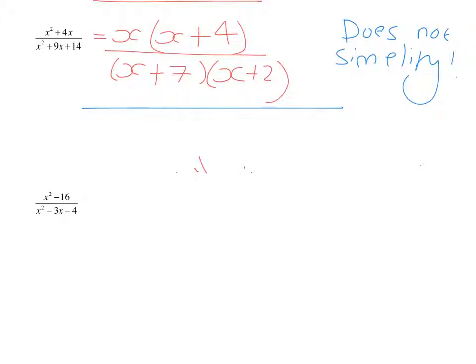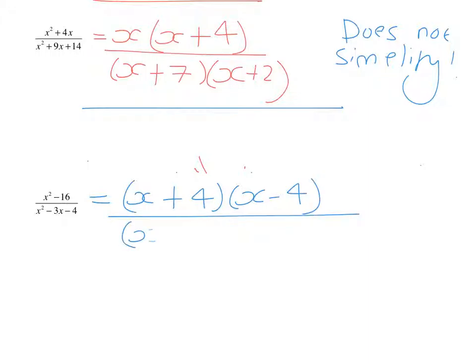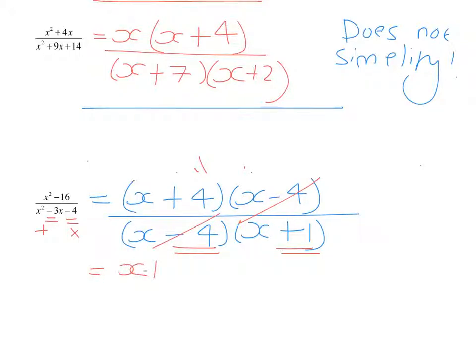This next example involves a difference of two squares in the numerator, so we can factorise this as x plus 4, x minus 4, and in the denominator we have x minus 4, x plus 1. These two numbers here, negative 4 and 1, multiply together to give us negative 4, add together to give us positive 3. We can then cancel x minus 4 and x minus 4, leaving us with x plus 4 over x plus 1.